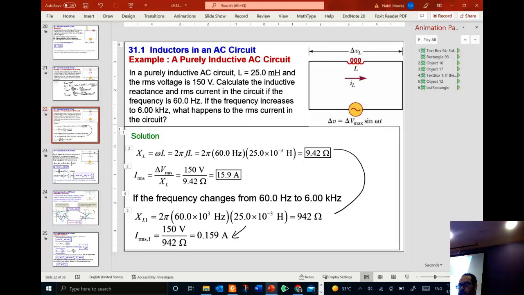Because the inductor has a much larger reactance, it's how many times? Yes, 100 times. So 100 times the reactance means the current will be 100 times smaller than the current in the first case. Okay, so now let's move to the next part.